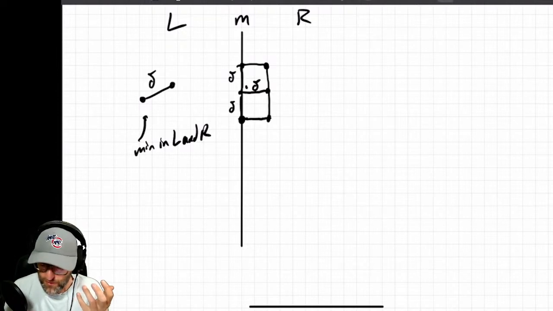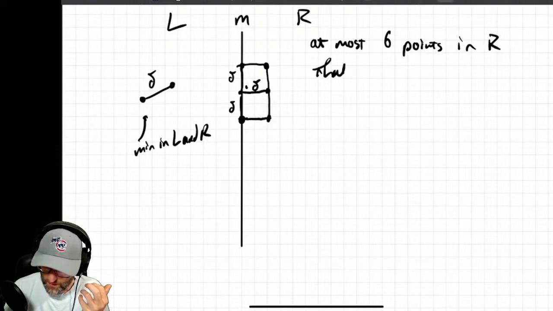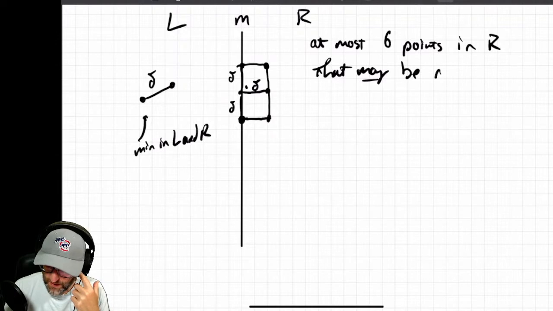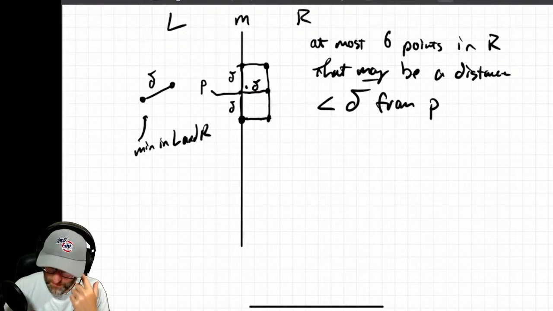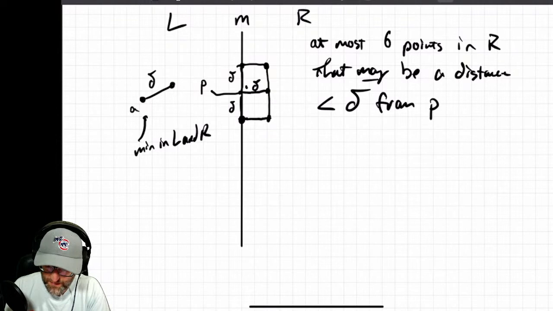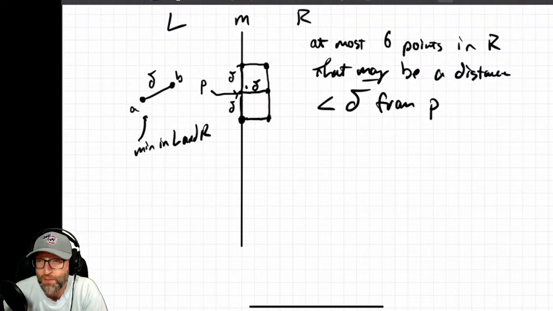But in any case, what you can do is you can say that there are at most 6 points in R that may be a distance less than delta from X, or let me call it P, because we're doing points here, right? This is point P. Okay, these were the other points A and B, right? Just to give those labels. All right. And that's the way that it's usually presented.